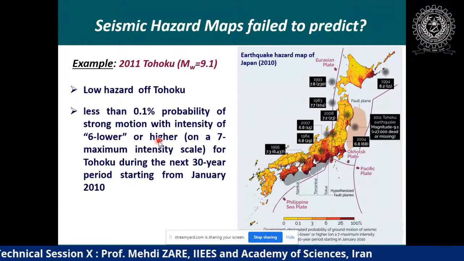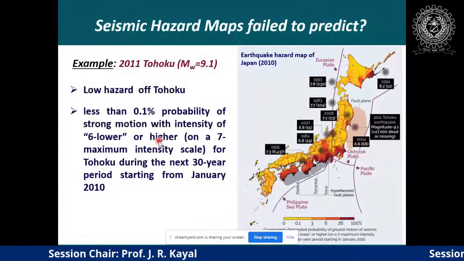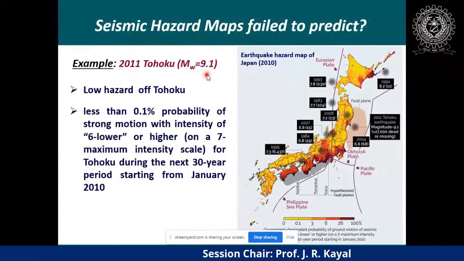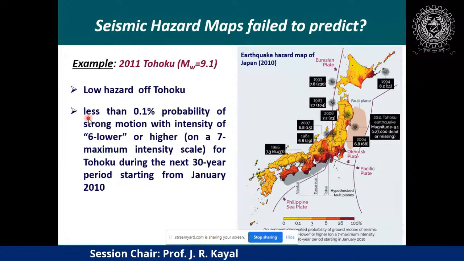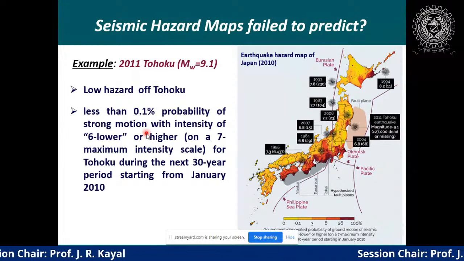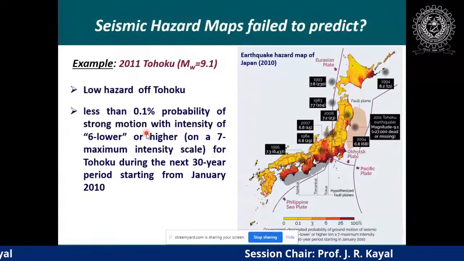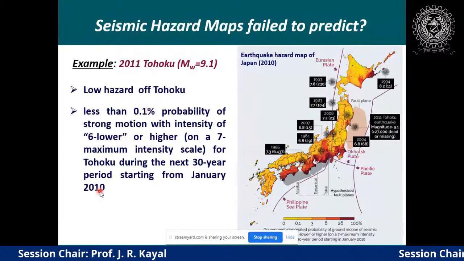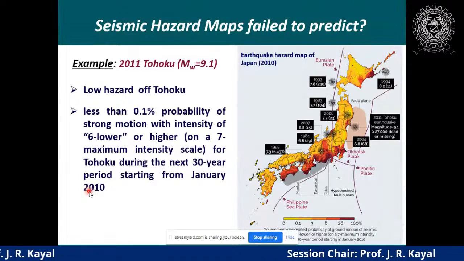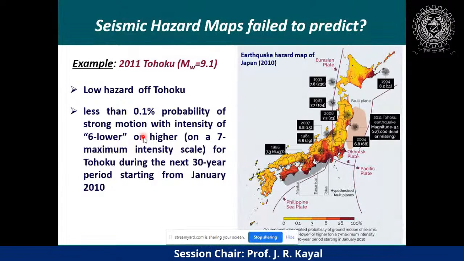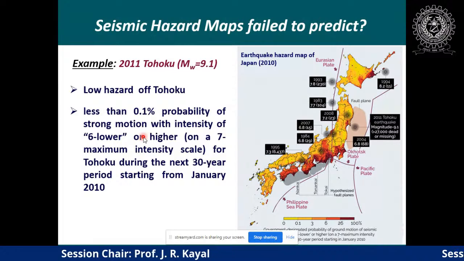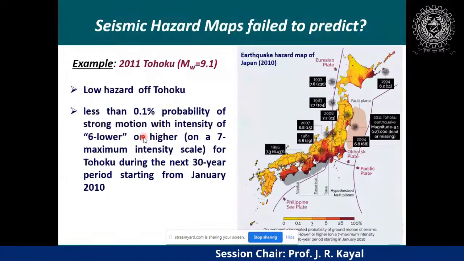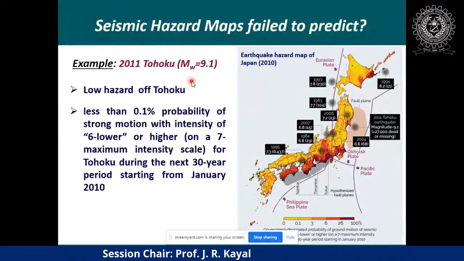The example of the Tohoku 2011 magnitude 9.1 earthquake is an important example because the probability of exceedance of such earthquake intensity was estimated before the earthquake occurrence to be very, very low. It was estimated in 2010 that there was a very low possibility for a great earthquake. And a year after, the Tohoku Sendai earthquake with magnitude 9.1 occurred.